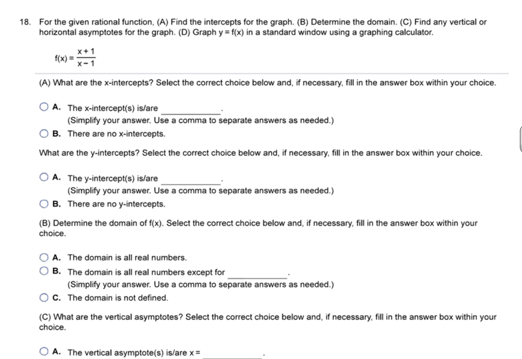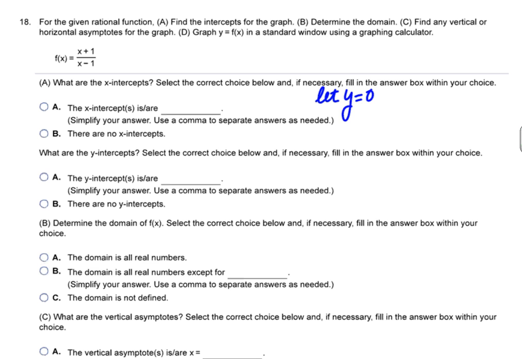Let's look at the rational function f of x is equal to x plus 1 divided by x minus 1. That's a complex function. And the first thing we want to do is find the intercept for the graph. So let's find the x-intercept. The x-intercept, as we talked about earlier, is when we let y equal 0.